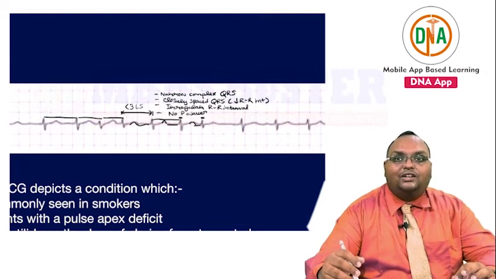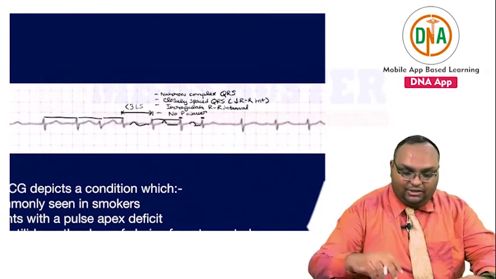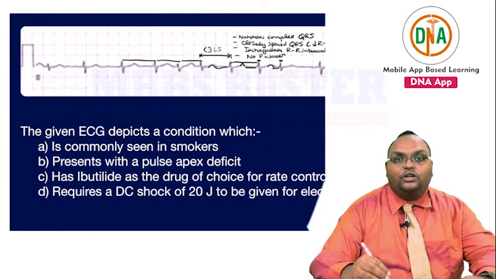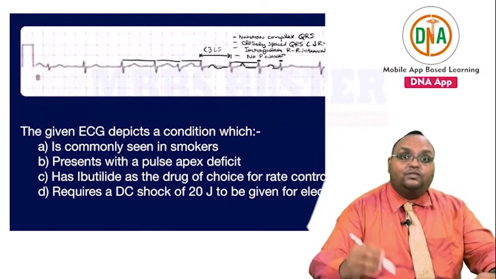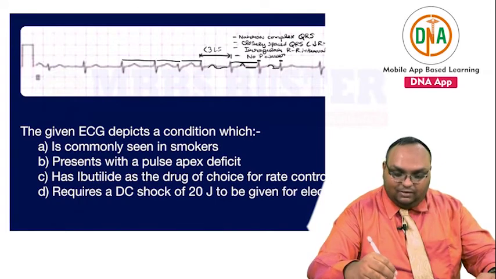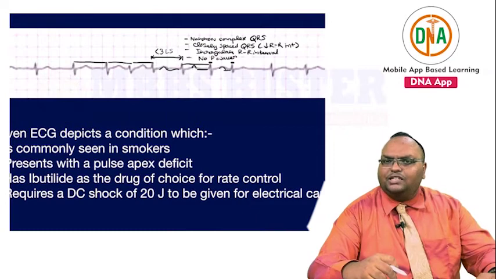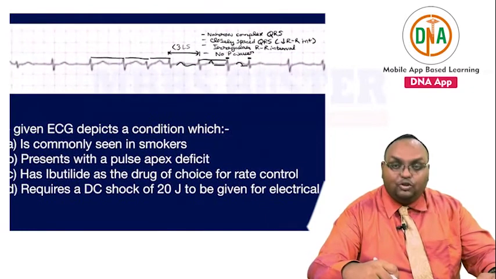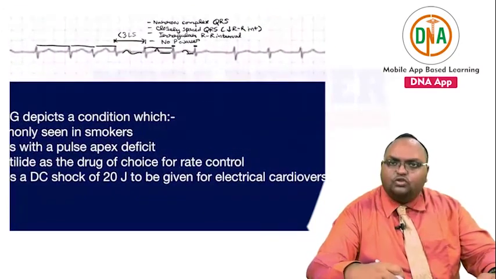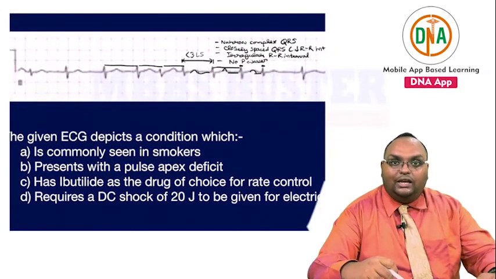So it is perhaps either MAT or atrial fibrillation, but you don't have a P wave, so it is atrial fibrillation, right? Atrial fibrillation commonly seen in smokers? No. Alcoholic, DCM, atrial fibrillation, holiday heart syndrome is not smokers. Smokers, usually it is atrial flutter, right? Presents with a pulse apex deficit? Yes. Has ibutilide as a drug of choice for rate control? No. Rate control, we used esmolol, I presume, and verapamil. Ibutilide was for rhythm control, chemical cardioversion, and requires a DC shock of 20 joules to be given? No, 20 joules is for atrial flutter, it's 200 joules for atrial fibrillation.